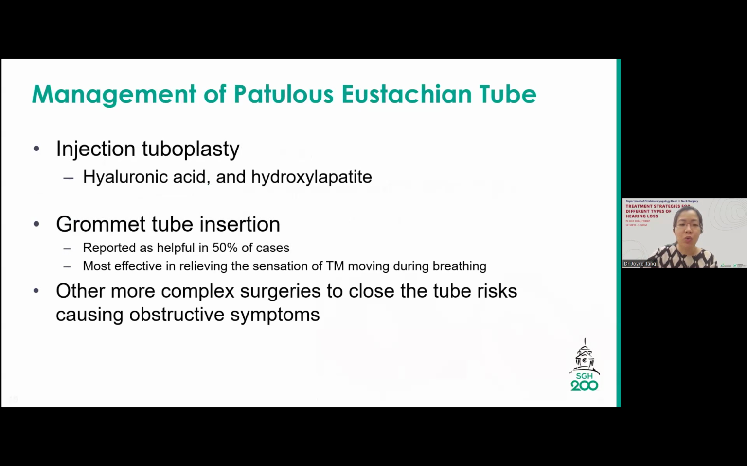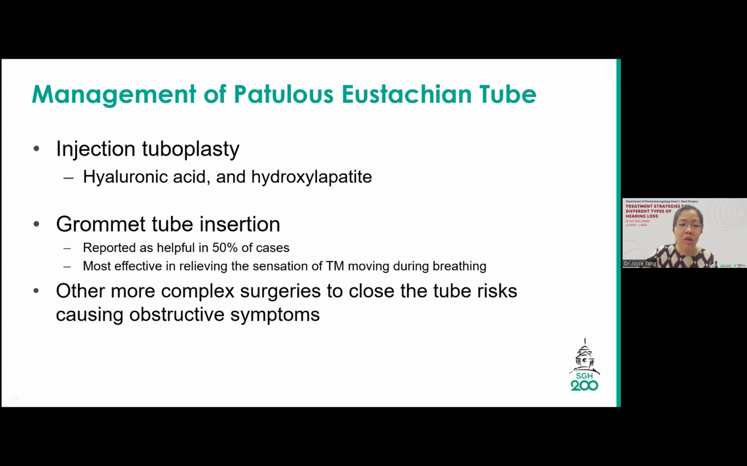For those who still have a lot of symptoms, very irritated, cannot hear people talking because they're just hearing their own breathing nonstop, in those cases, we actually put in an injection of a filler. It's to replace or substitute the fat that is supposed to be there. We inject some hyaluronic acid, which helps to close the tube.